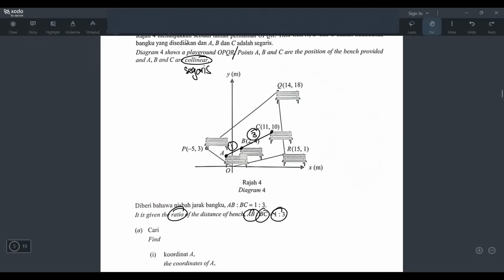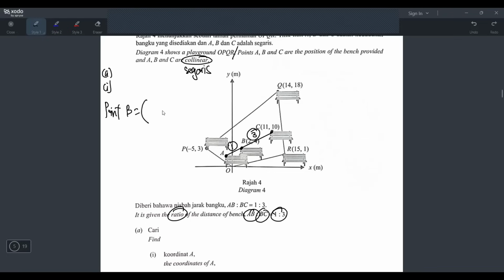So for question A1, they want to find the coordinate of A. I will tell you now what method you have to use. You have to use another formula. I call it the point C formula, but basically you use it when the ratio is not the same. And you always use the formula to find the point in between, right? So the point in between is point B actually. So you don't write point C or point A, cannot. You have to write point B, right?